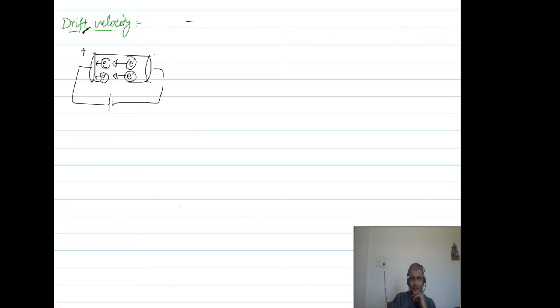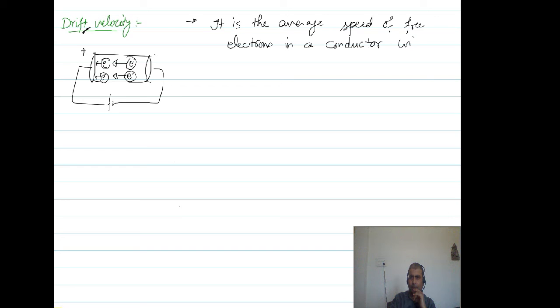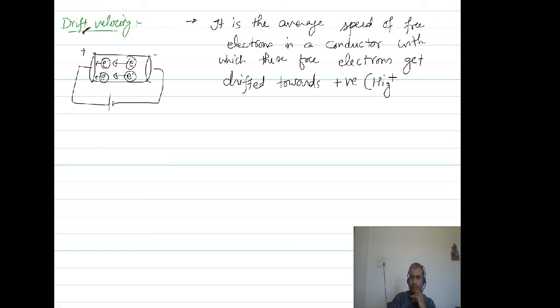Now I'll write simply the definition of drift velocity. It is the average speed of free electrons in a conductor with which these free electrons get drifted towards the positive or higher potential end of the conductor.